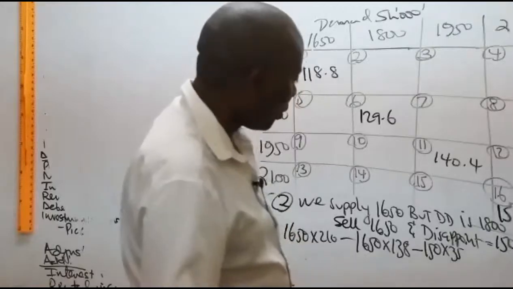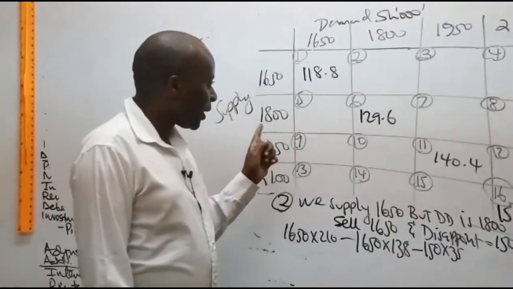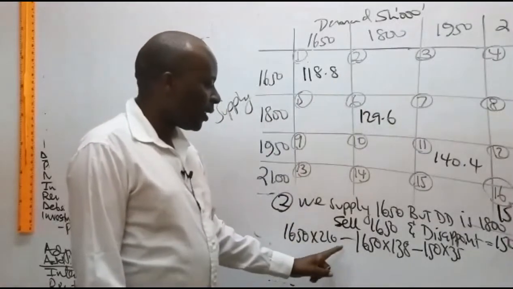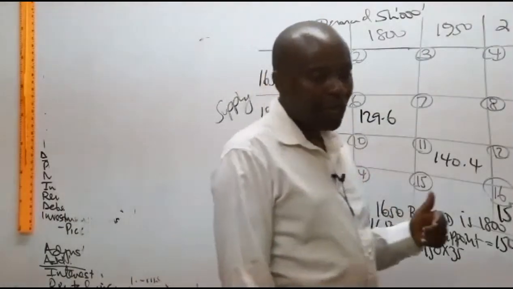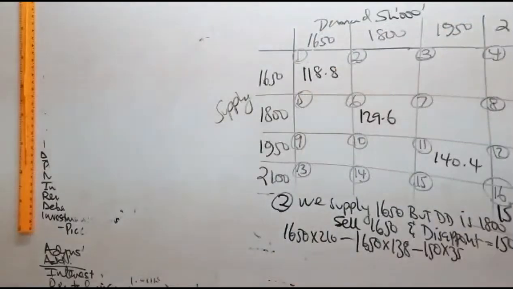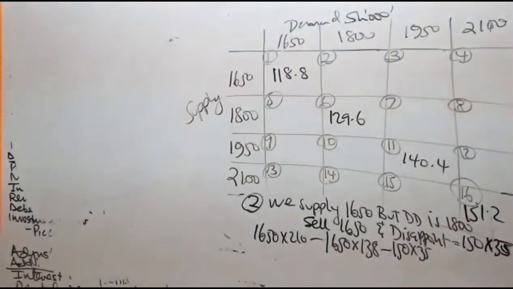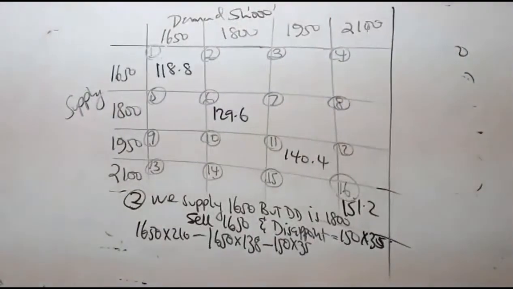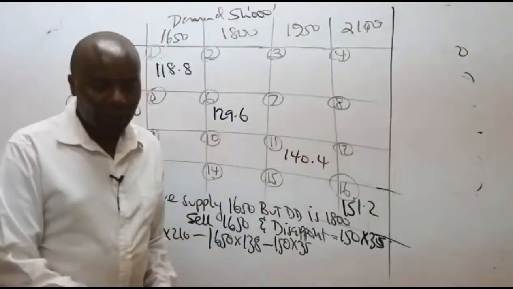Okay, so we continue. Look at this, ladies and gentlemen. What have we said here? That we are going to sell 1650 at 210 minus 1650 times 138, but don't forget to deduct the opportunity cost of the customers who will run away without our stuff. Don't forget. So somebody is giving me a figure of how much? 113.55.